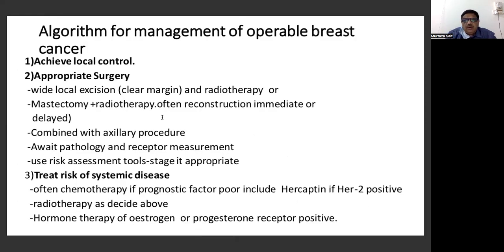Algorithm for management of operable breast cancer: achieve local control with appropriate surgery, by local excision and radiotherapy or mastectomy plus radiotherapy, often with reconstruction immediate or delayed, combined with axillary procedure. Await pathology and receptor measurement, use risk assessment tools, stage it as appropriate, and treat the risk of systemic disease, often with chemotherapy. If prognostic factors are poor, include Herceptin if HER2 positive. Radiotherapy is decided as above. Hormonal therapy if estrogen or progesterone receptor positive.